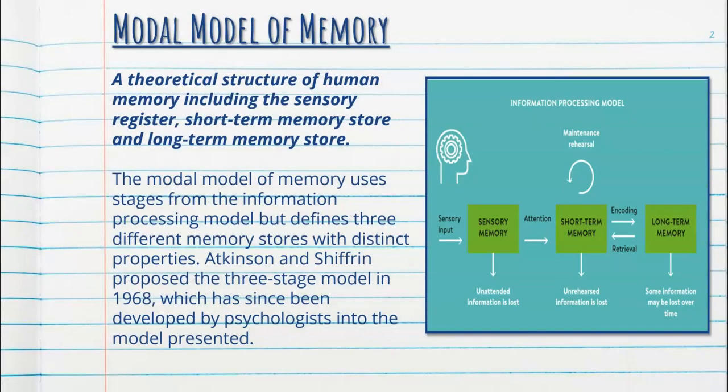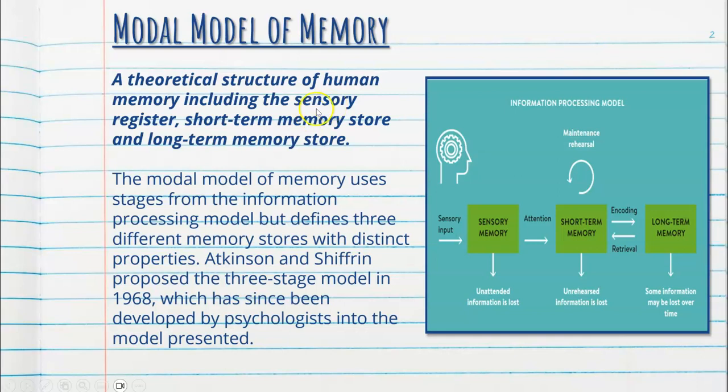So the modal model of memory is a theoretical structure of human memory, including the sensory register, short-term memory store, and long-term memory store. Really, this model is the most agreed upon model of how the human mind processes memory and how memory works.